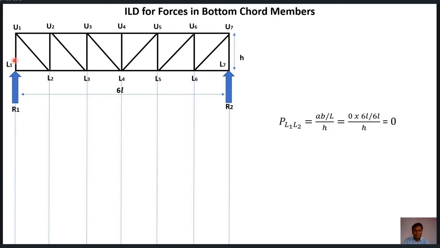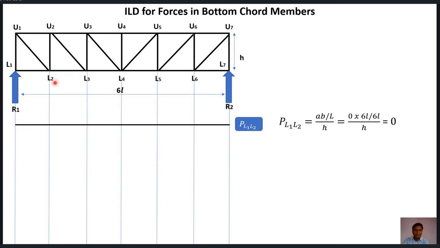Also you can observe in this particular truss, at this particular joint, the force in member L1L2 is 0 because it is a zero force member. So to draw the influence line diagram for PL1L2, we get a simple straight line, that is a horizontal straight line. Now let us go to the next member, that is L2L3.